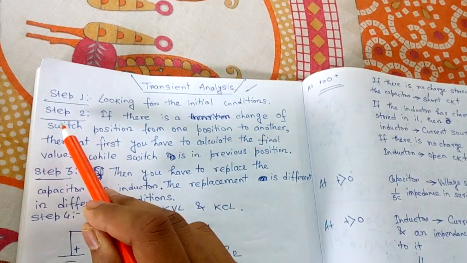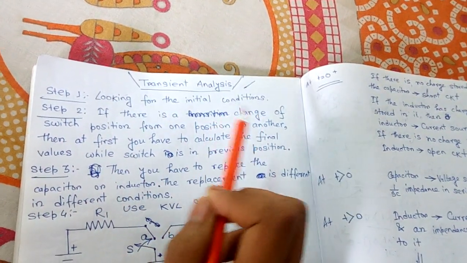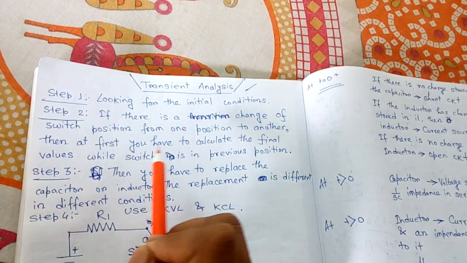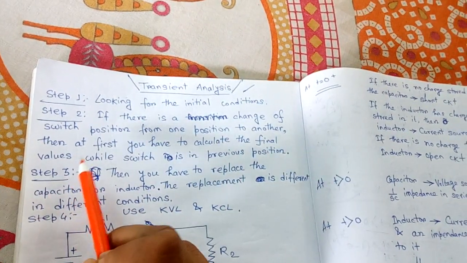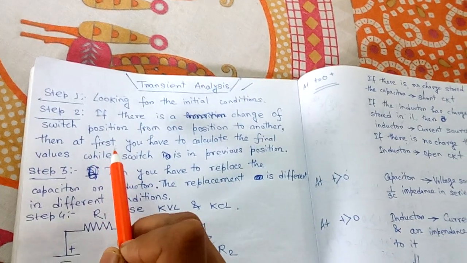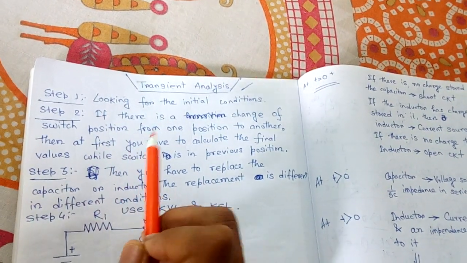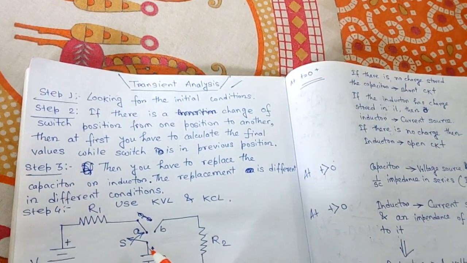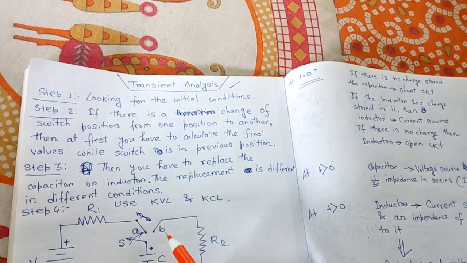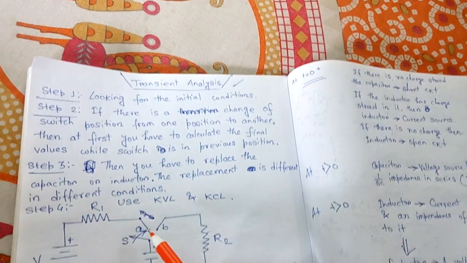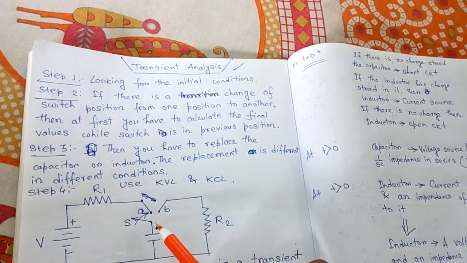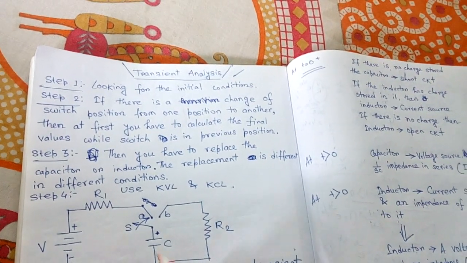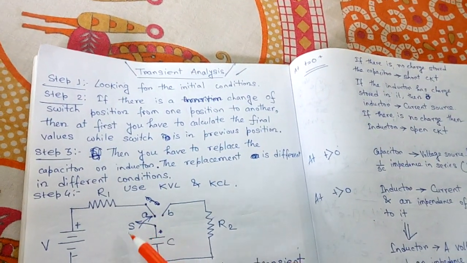Now step 2: if there is a change of switch position from one position to another, then at first you have to calculate the final values of voltage across the capacitor and the current through the inductor while the switch is in the previous position. So if there is a transition of the switch from one position to another, you have to calculate the final value of voltage across the capacitor and the final value of current through the inductor when it is in the previous position.